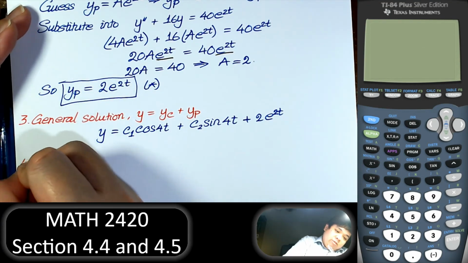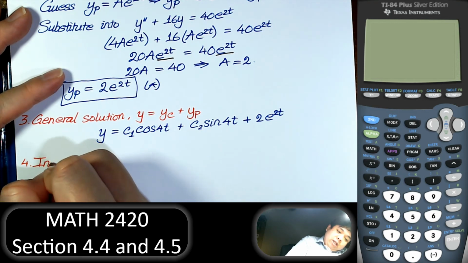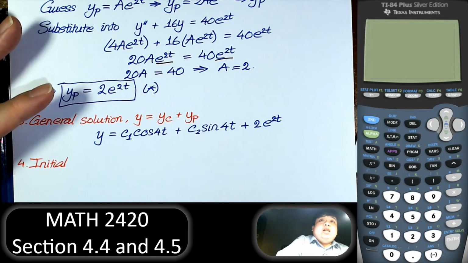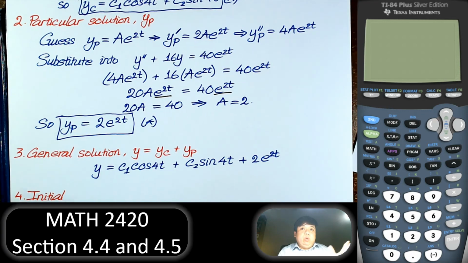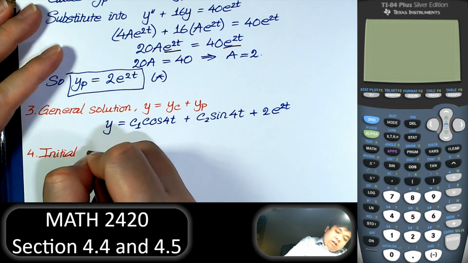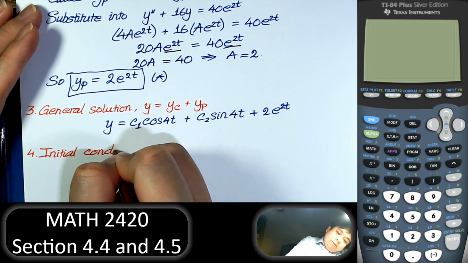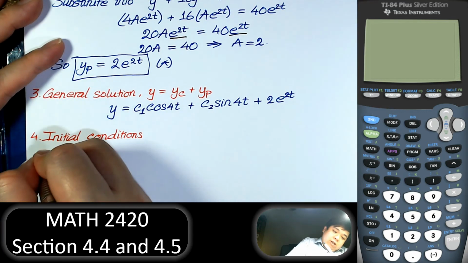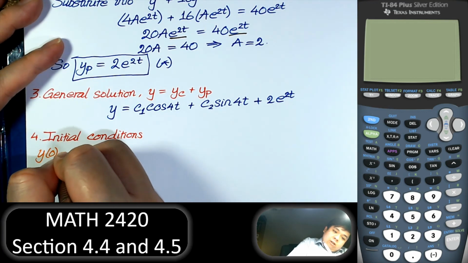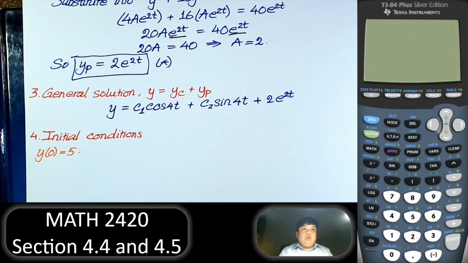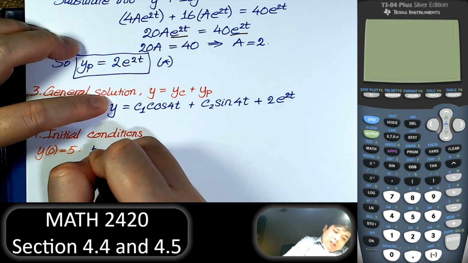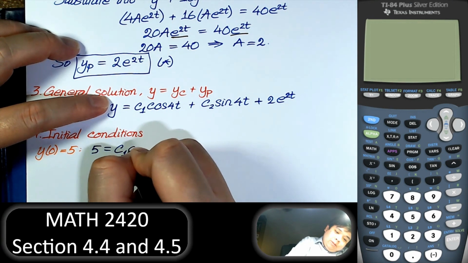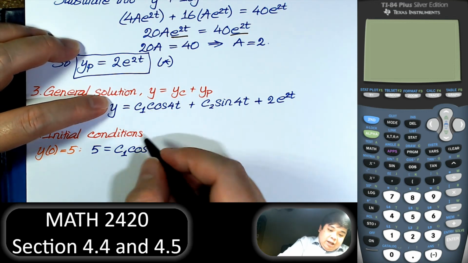Right, let's go to number 4 for that problem. Initial condition. Notice that when we have an initial value problem, we will find the general solution first before we consider the initial conditions. The first one: when t equals 0, the whole thing equals 5. So I'm going to put 5 in for y and 0 for t.